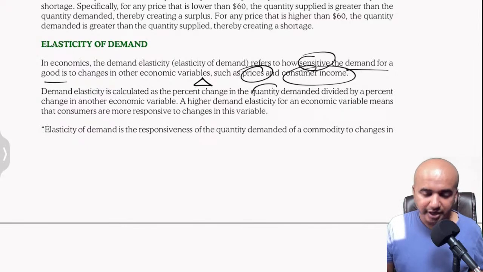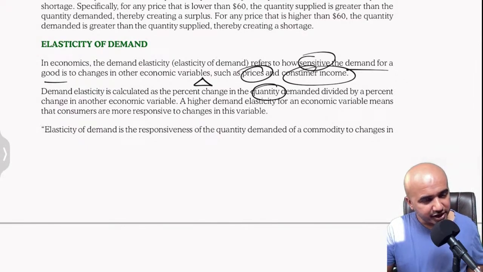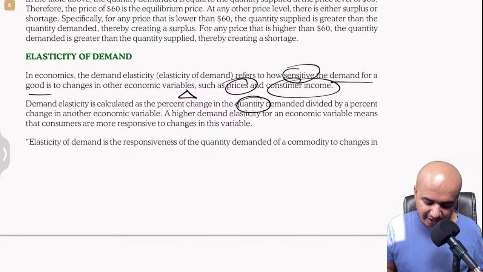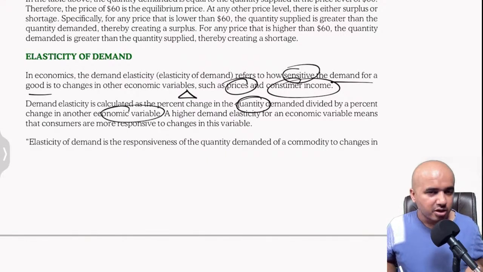Demand elasticity is calculated as the percentage change, or you can even say delta, in the quantity demanded. Delta quantity, that means we were demanding X quantity, now we are demanding Y quantity. So what is the percentage change? We'll have to of course deduct one from the other and then divide by the original quantity demanded, by a percent change in another economic variable. So what we are trying to compare here is whatever is the changes in demand, is it same as changes in another economic variable. Another economic variable could be anything, but mostly it would be price.